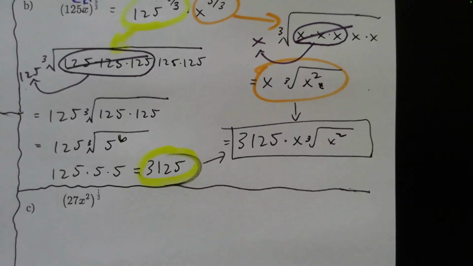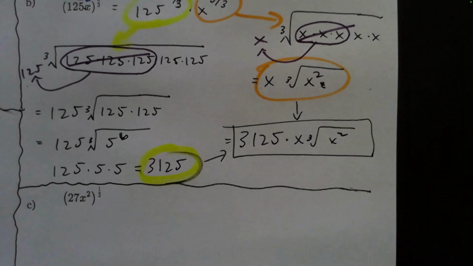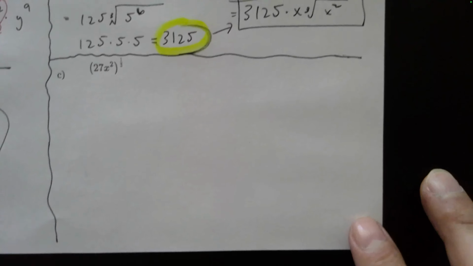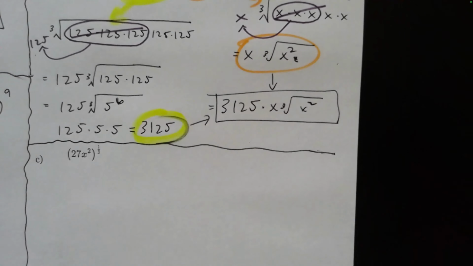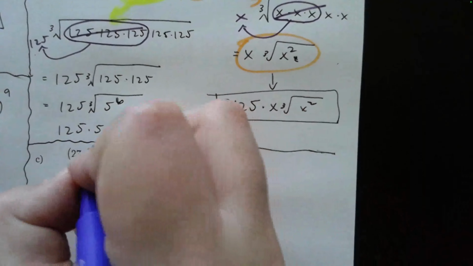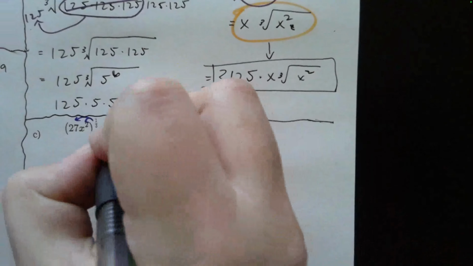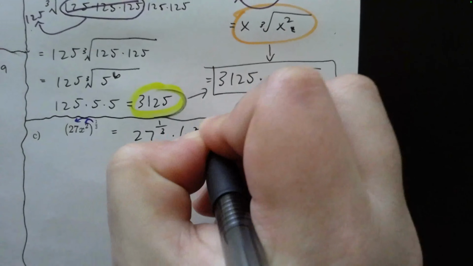We might not have time to do the group or the exit ticket. It's okay. Let's just do the last one and see where we're at. First step for the last one, C. What do I do for my first step? Distribute 1/3 here, 1/3 here. 27 to the 1/3 times x^2 to the 1/3.